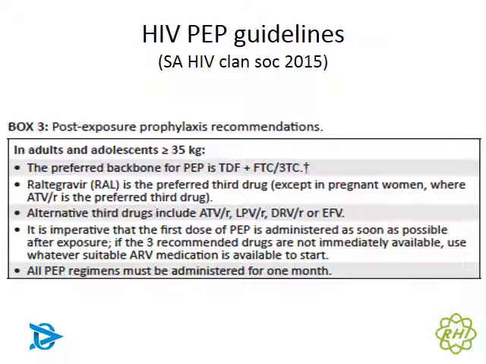You can see that efavirenz is a possible third drug. That is the fixed dose combination of tenofovir, 3TC, and efavirenz, but it's generally not recommended, mainly because efavirenz has such a low genetic barrier in case you do convert, but also it's the one with some of the most side effects in that first 6 weeks.